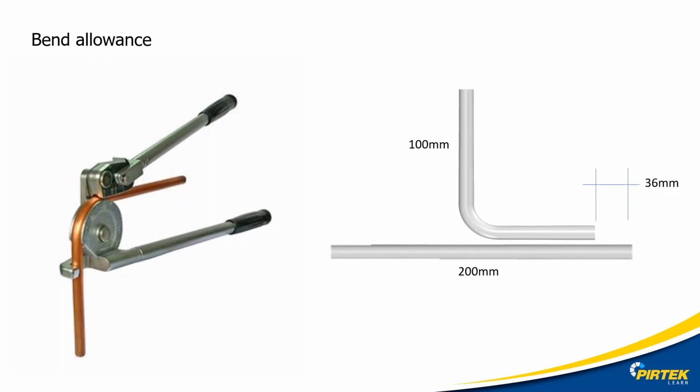Here's an example of bend allowance. The overall length of the tube is 200 millimeters, but when we bend it 90 degrees in the center, it becomes shorter at one end. We need to be able to predict this shortfall and add it to the length of the tube before we start bending.